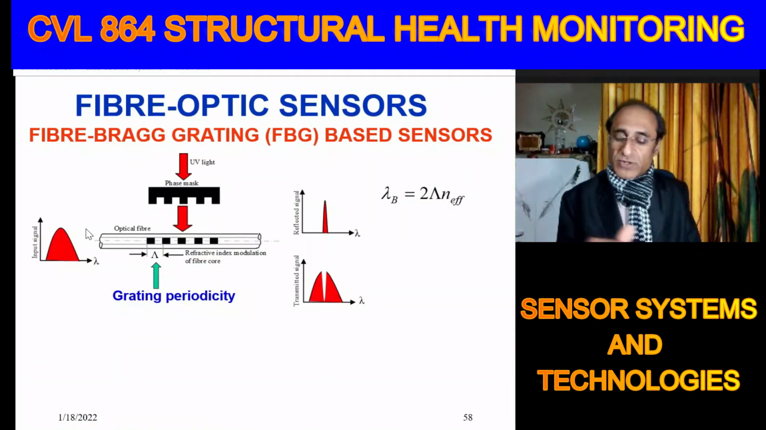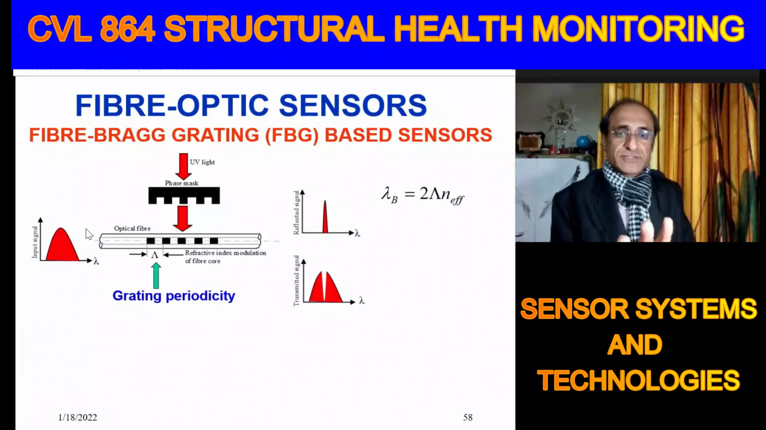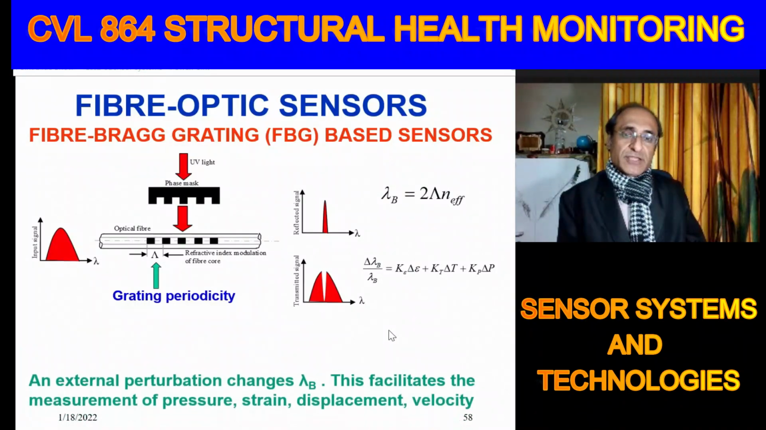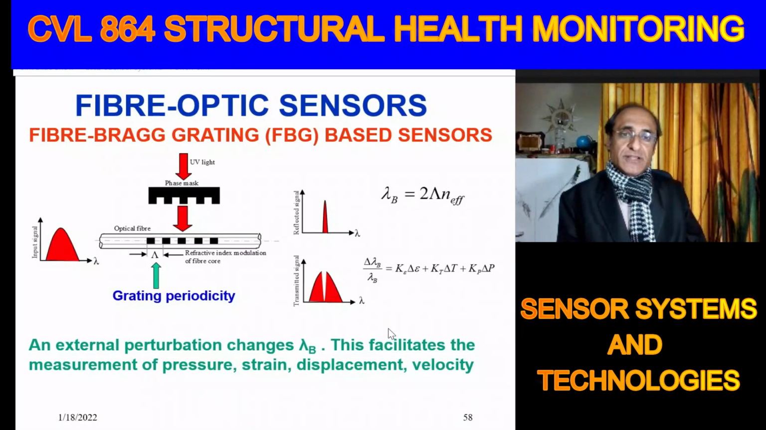and through the process of total internal reflection they can travel very long distances, say from India up to the USA. Of course, in between amplification will be required, but this is how they work. Now if there is any perturbation in terms of strain, temperature or pressure, the Bragg wavelength will undergo change, and this change will provide us an indication of any external perturbation happening. So we can measure the strain, pressure or displacement.